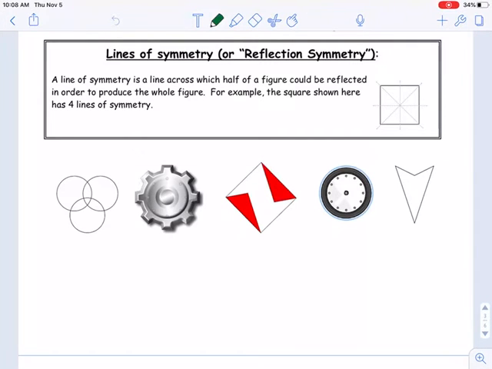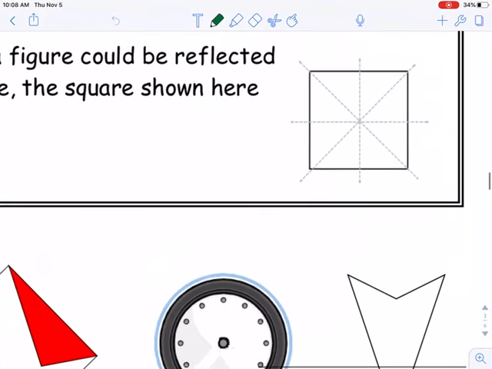All right, and then let's knock this last video out. Lines of symmetry, or reflectional symmetry. A line of symmetry is a line across which half of the figure could be reflected in order to produce a whole figure. For example, the square shown here has 4 lines of symmetry.